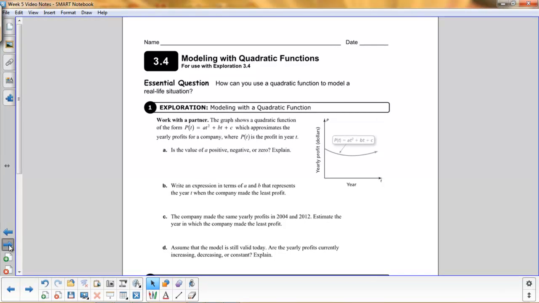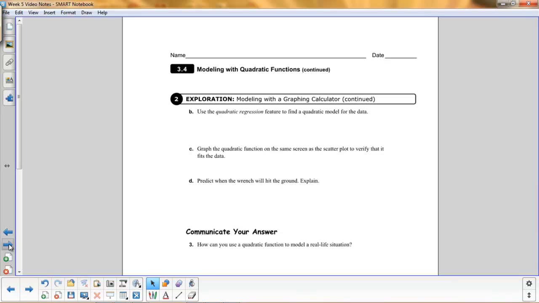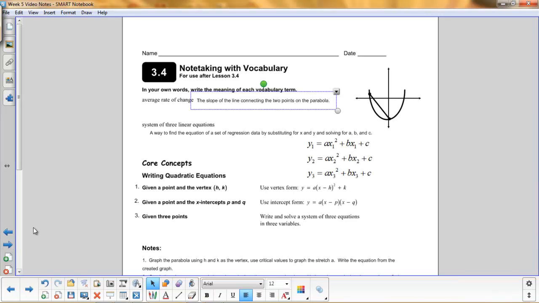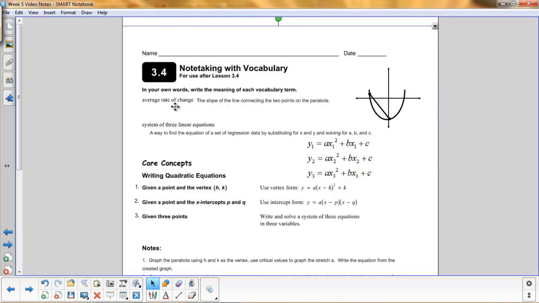I'm going to leave the explorations 1 and 2 for you to do as a warm-up tomorrow, and we're going to talk specifically about some of the vocabulary and then some of the core concepts in the notes here before moving on to just a few sample problems, and then we're going to go ahead and finish the video.